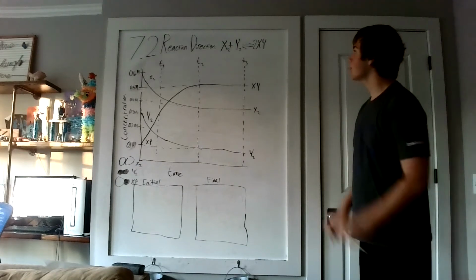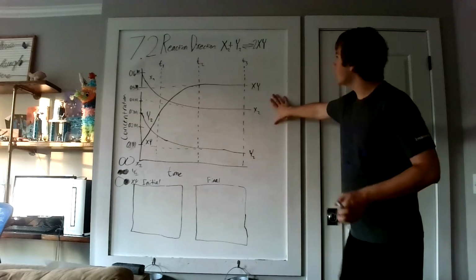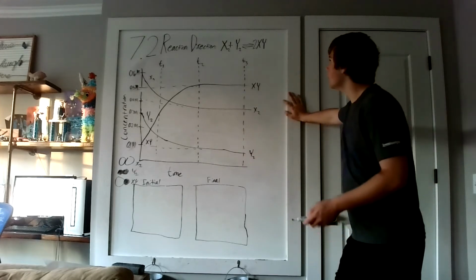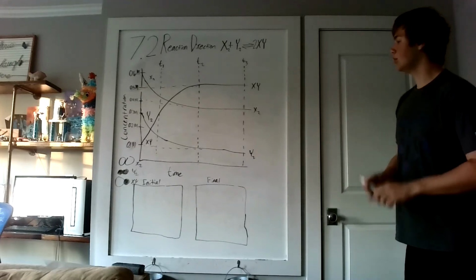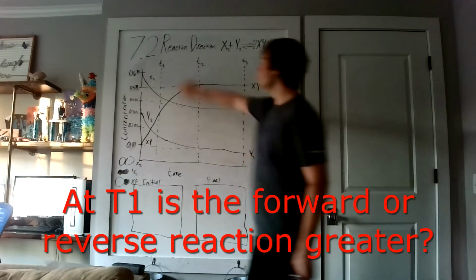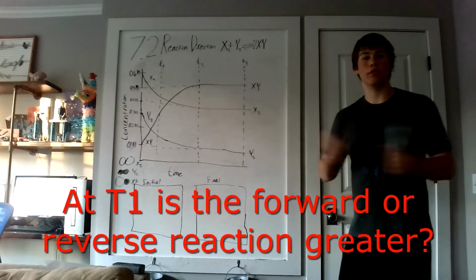Name is Tommy, and today we're talking about reaction direction. So, we have our graph here of the reversible reaction between X2 plus Y2 yields 2XY. So first, we need to see at T1 which is favored, products or reactants, or the forward or reverse reaction.